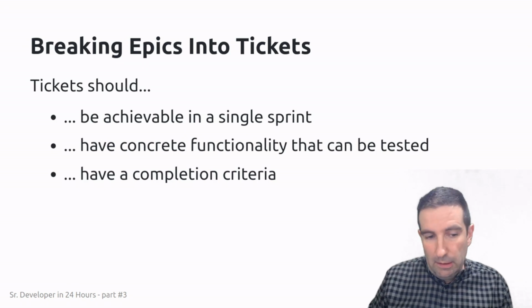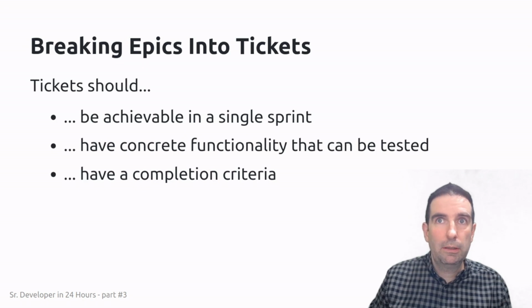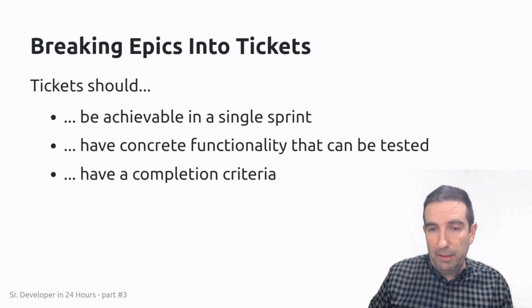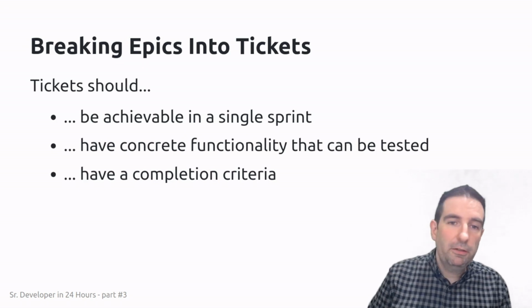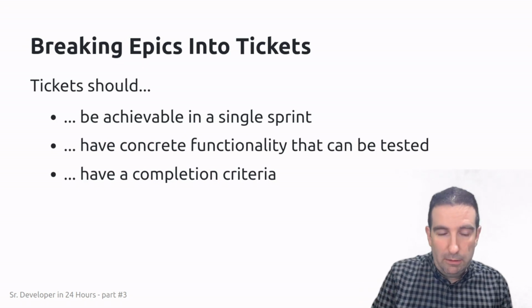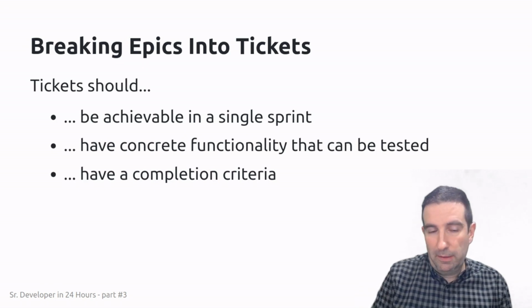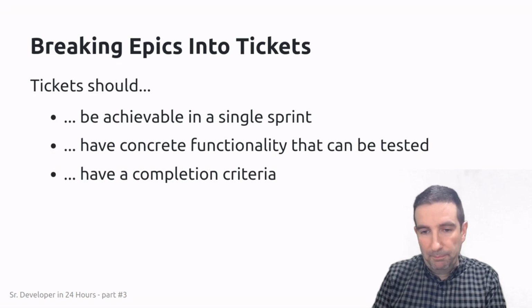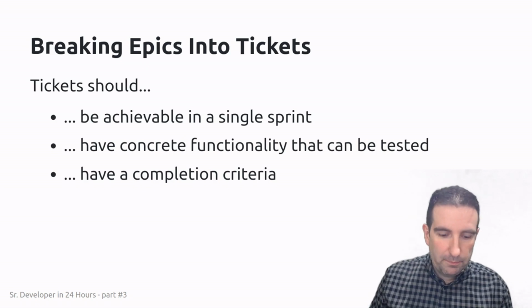The completion criteria also plays into the definition of done. If you're working in an agile environment, the definition of done is something that normally the team agrees upon. That can include not only writing the code, but also writing some unit tests, getting the code merged, getting the code tested by QA if you have a QA department, things like that. So we want the ticket to take all of those things into account.